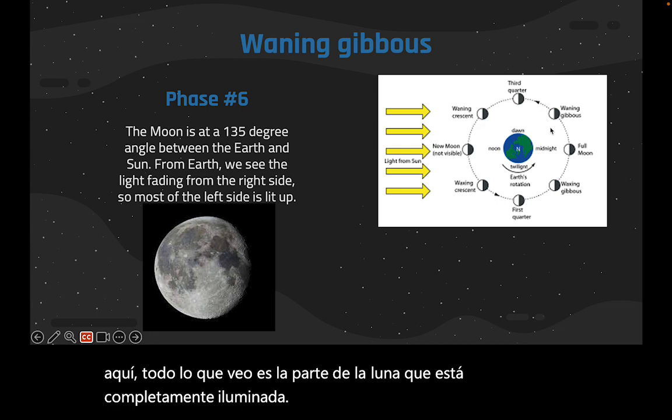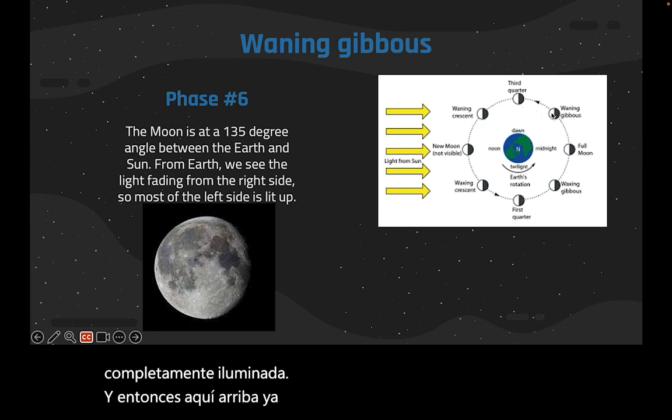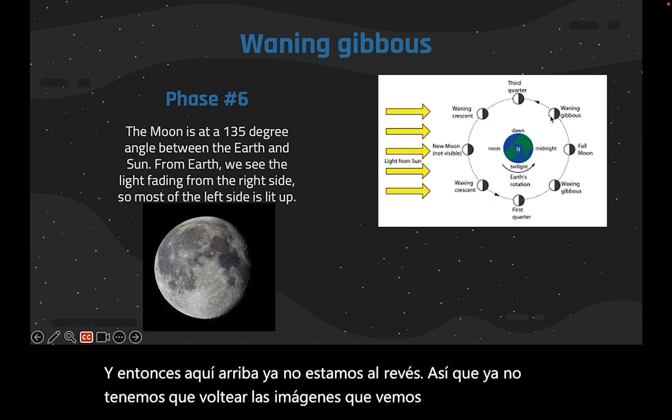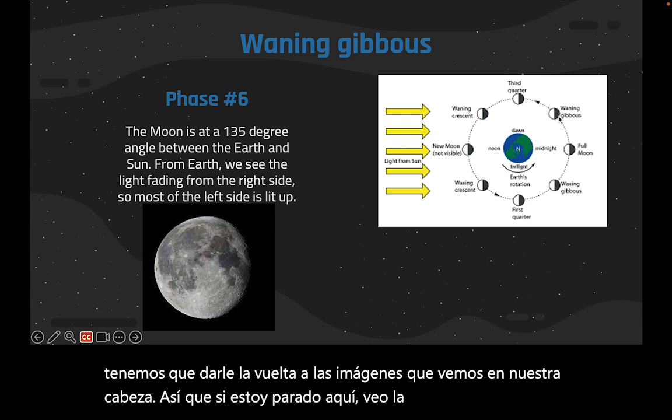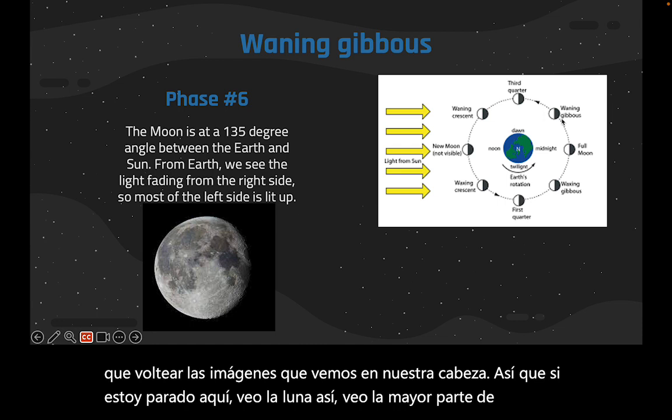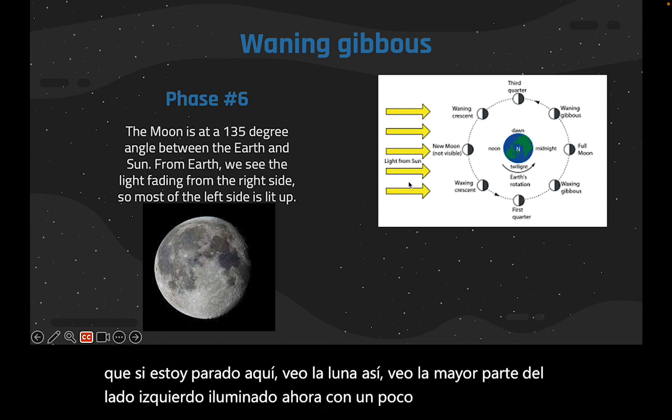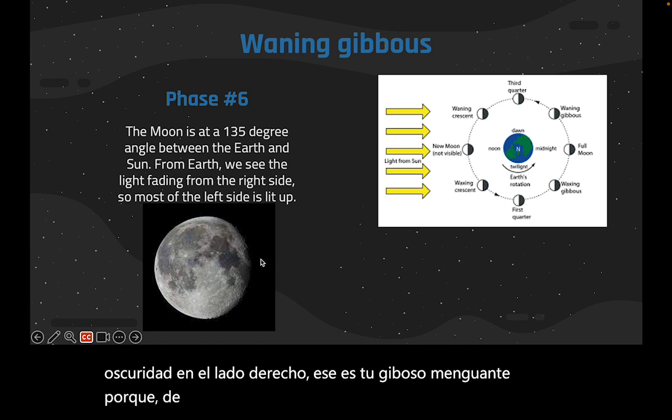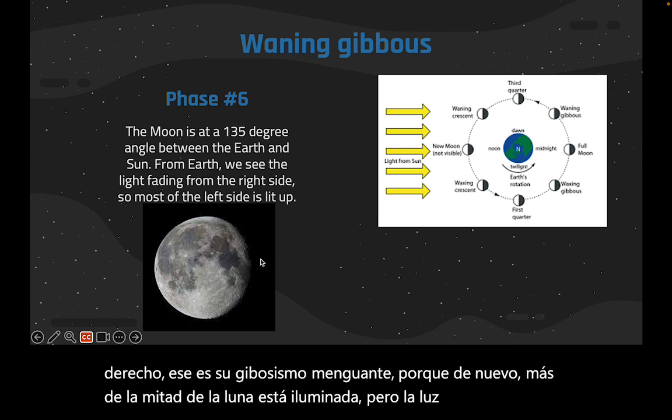And then up here, we are no longer upside down, so we no longer have to flip the images that we see in our head. So if I'm standing right here, I see the moon like this. I see most of the left side lit up now with a little bit of the darkness on the right side. That's your waning gibbous, because again, more than half of the moon is lit up, but the light is now shrinking, so it's waning now.